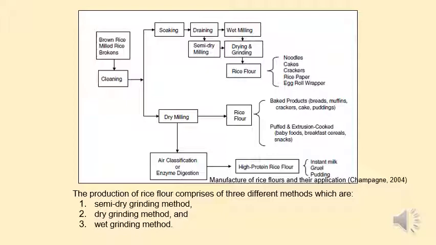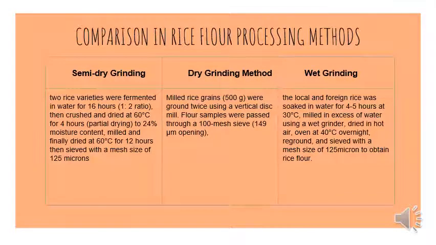The usual can be used in baked goods and puff and extrusion cooked food such as baby food, breakfast cereals, and snacks. The higher protein rice flour can be used for instant milk, roll, and pudding.